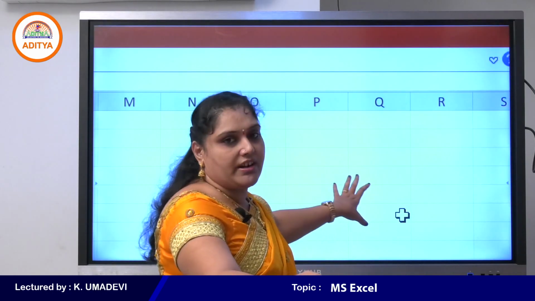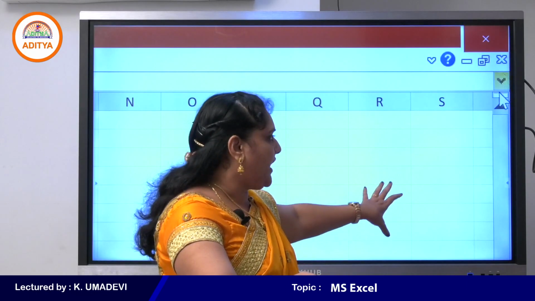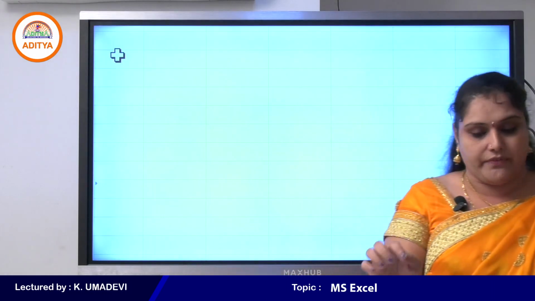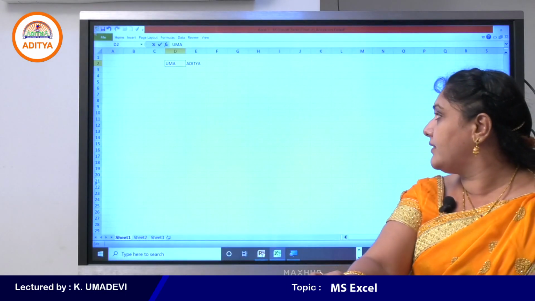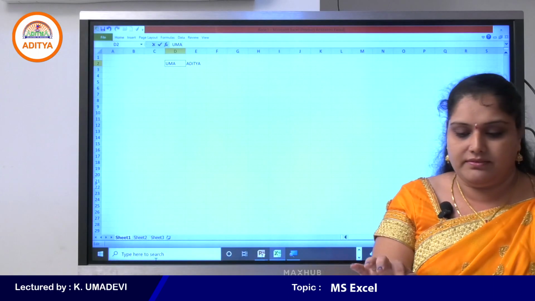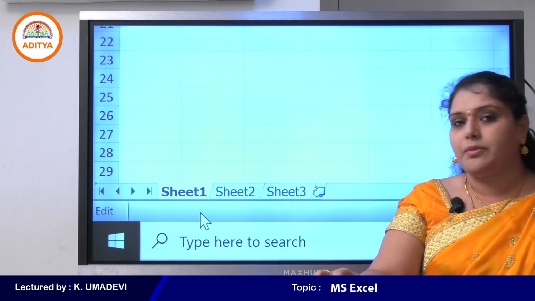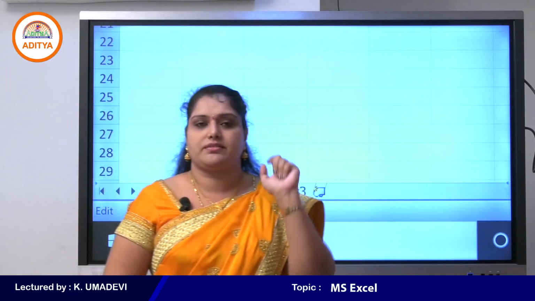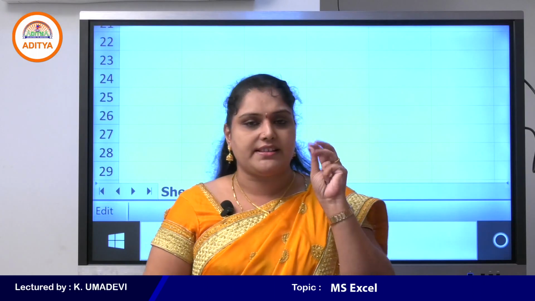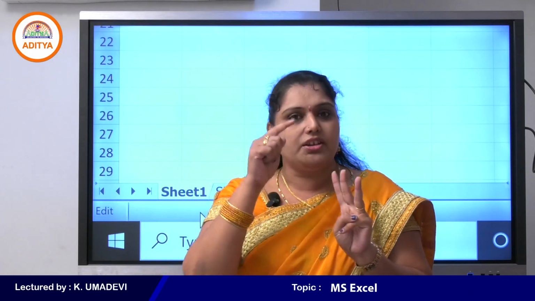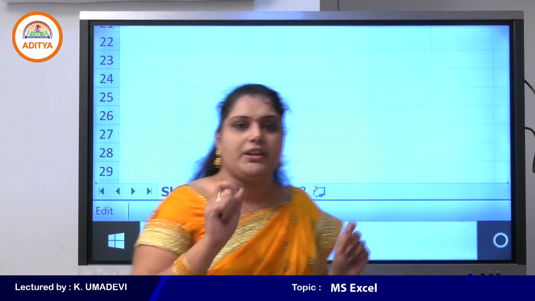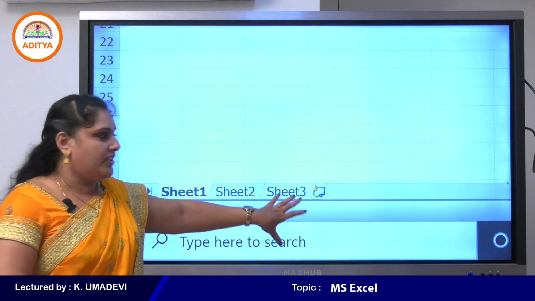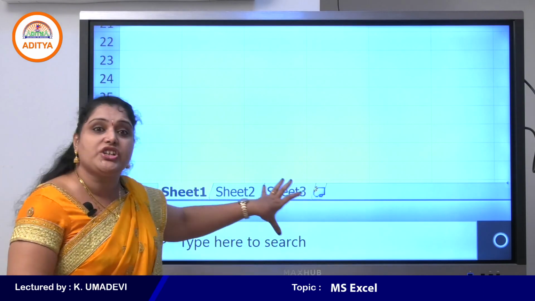So what is this one? This is called the sheet, and this is the working area, and we have a vertical scroll bar and a horizontal scroll bar at the bottom of the window. Observe the bottom of the sheet, students. By default a workbook has 3 sheets: sheet 1, sheet 2, sheet 3, because the default sheet names are sheet 1, sheet 2, sheet 3. These are called worksheet navigation tabs.